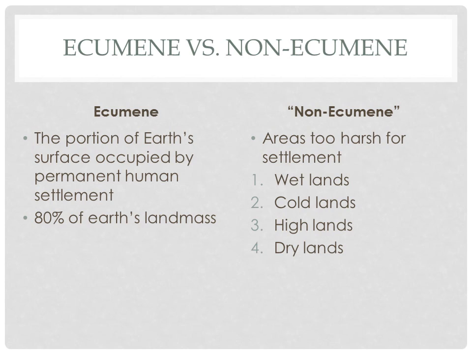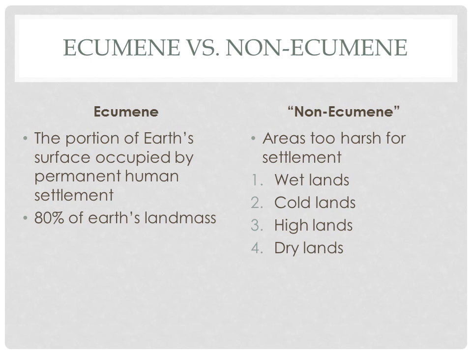Now, because we have areas that are occupied by permanent human settlement, that must also mean that we have areas that aren't. And those areas we are going to call non-ecumen. Now, that's not a very technical term. We're just saying that it's the area that isn't occupied. And so we're going to classify these areas as too harsh for permanent settlement. And there's actually 4 different designations as to why there aren't people there.